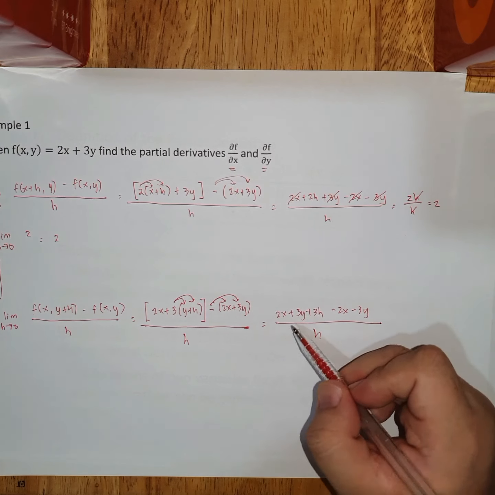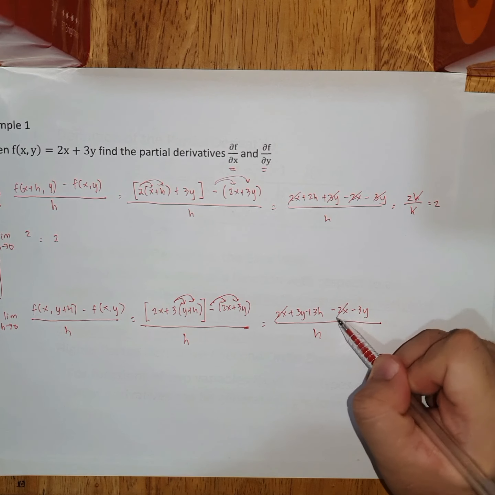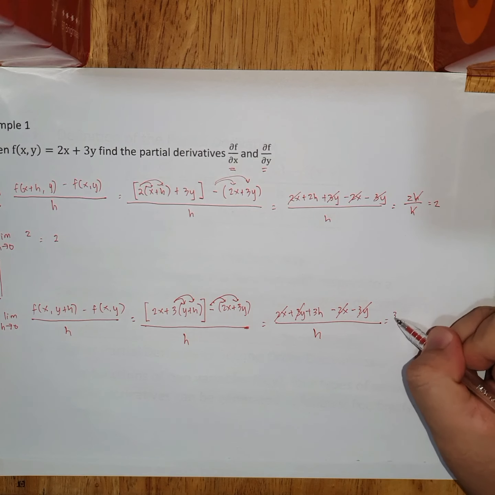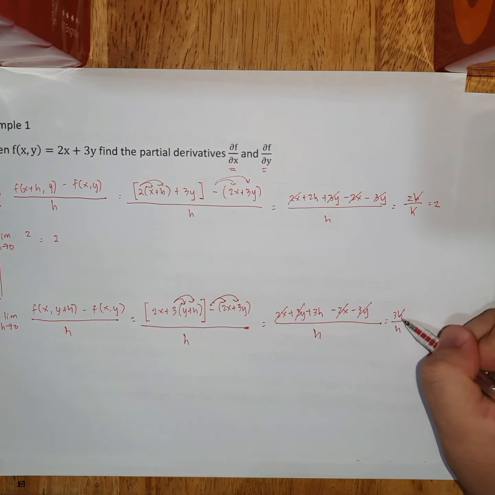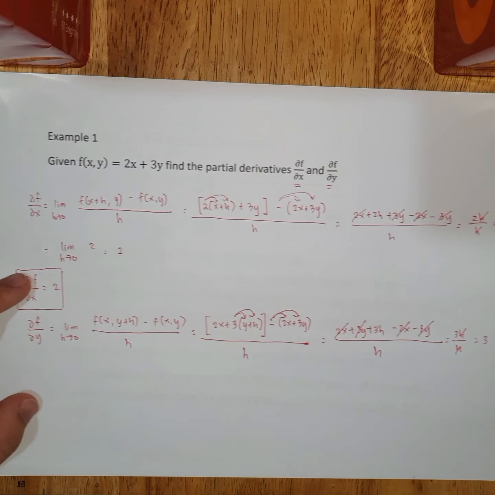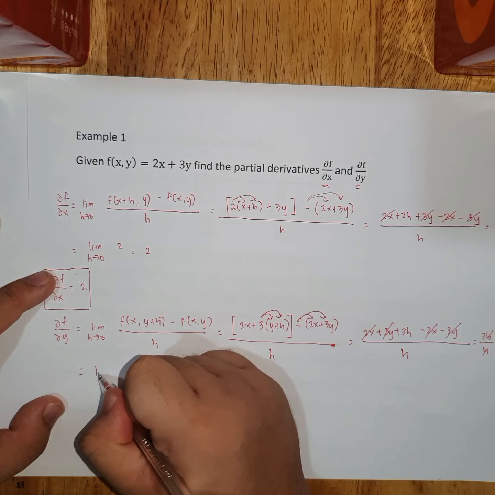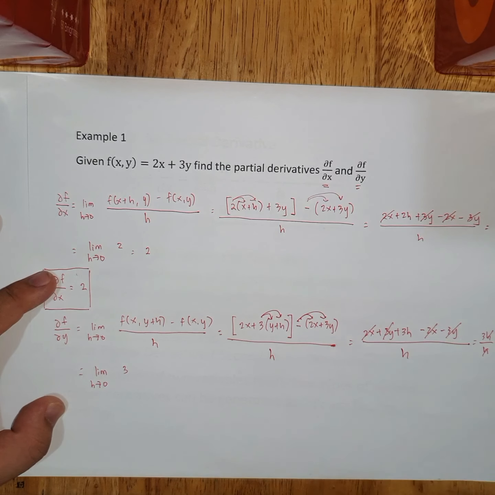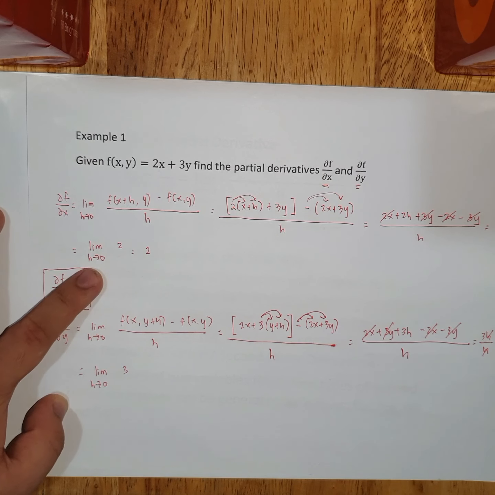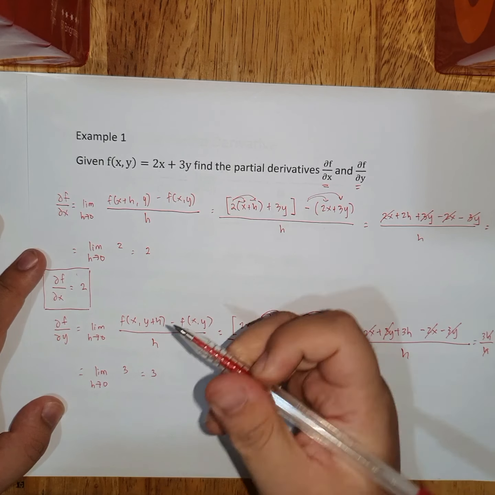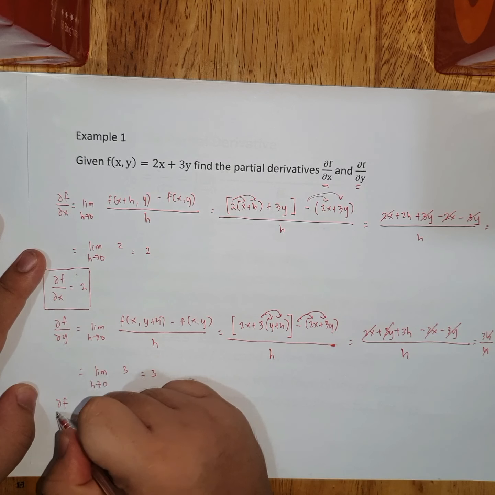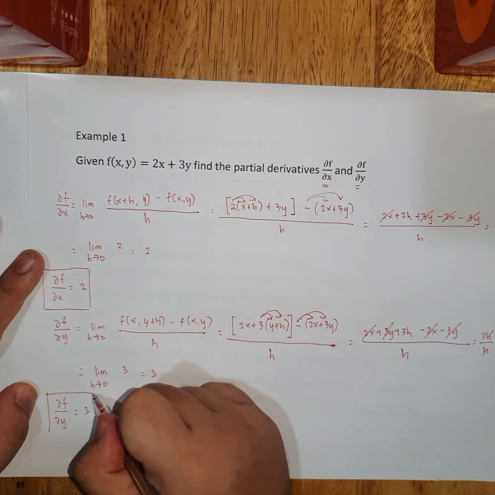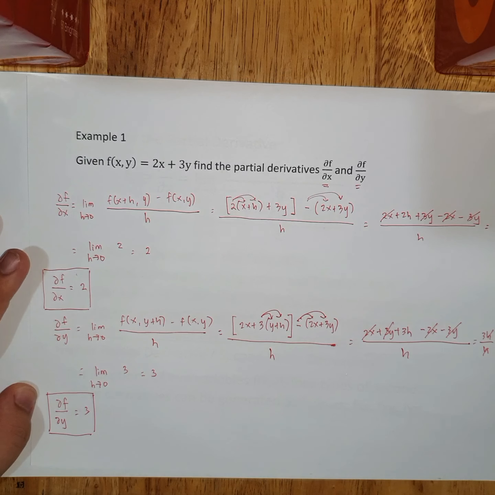Mangyayari 2x minus 2x will be 0. 3y minus 3y is 0. So, matitira is 3h over h. Then, cancel out natin yung h. Matitira is 3. So, again, magiging condition natin dito is limit ng 3 as h approaches 0. So, again, the limit of a constant as a variable approaches 0 is the constant itself. So, ibig sabihin, yung partial of f with respect to y natin is equals to 3. So, ito yung sagot natin for this problem.